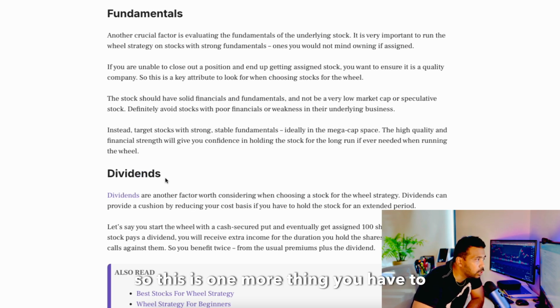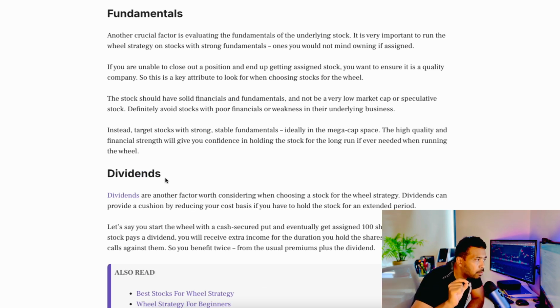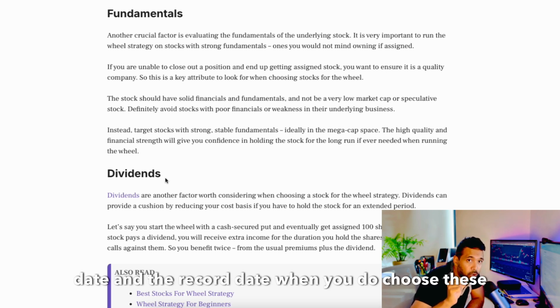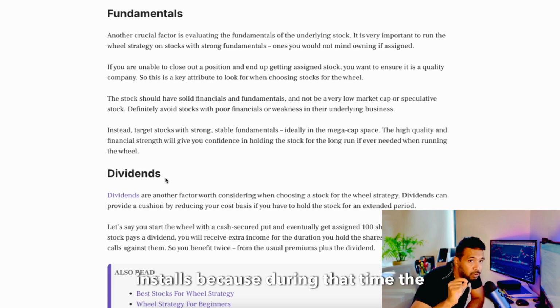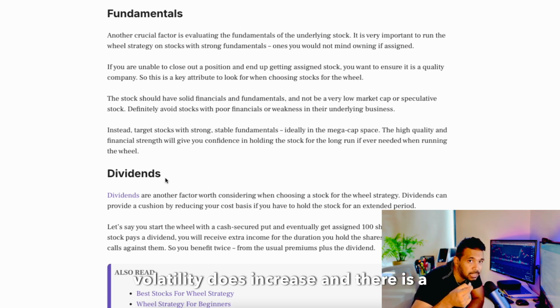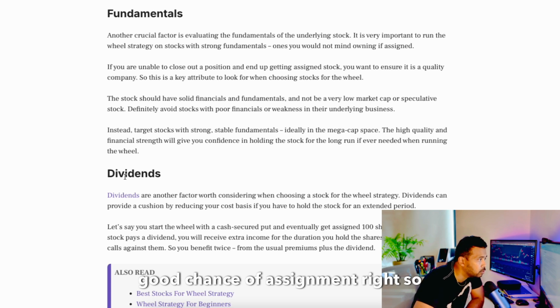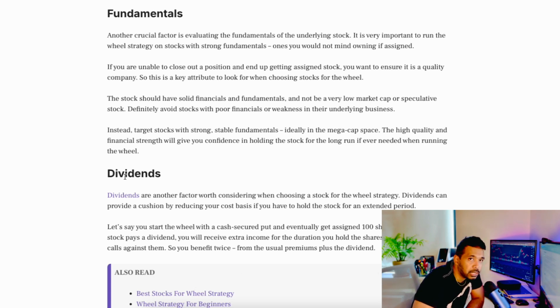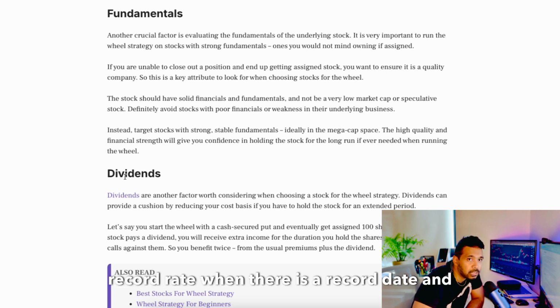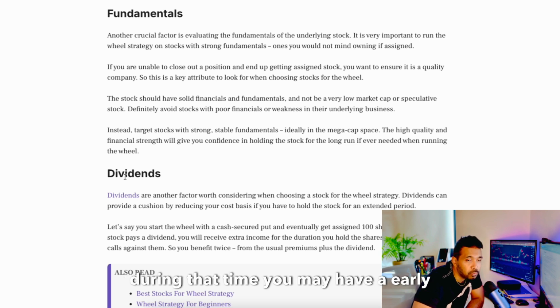This is one more thing you have to be aware of: the dividend payment date and the record date when you choose these stocks, because during that time the volatility does increase and there is a good chance of assignment. So if you choose a stock with a dividend, go to the Nasdaq site and check their dividend record, when the record date is and when the dividend pay date is, because during that time you may have an early assignment risk, so be aware of that.